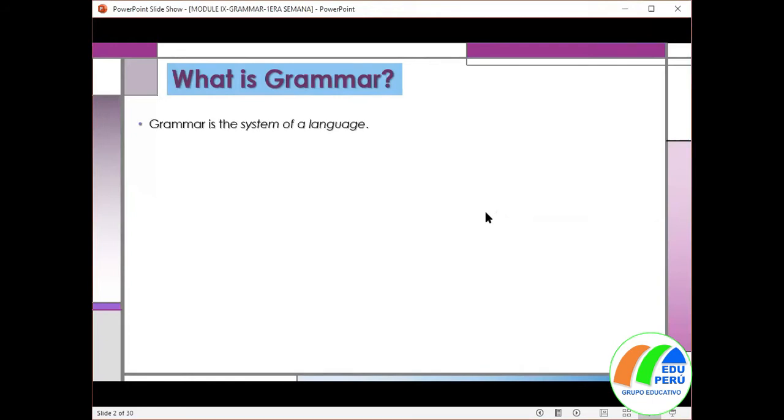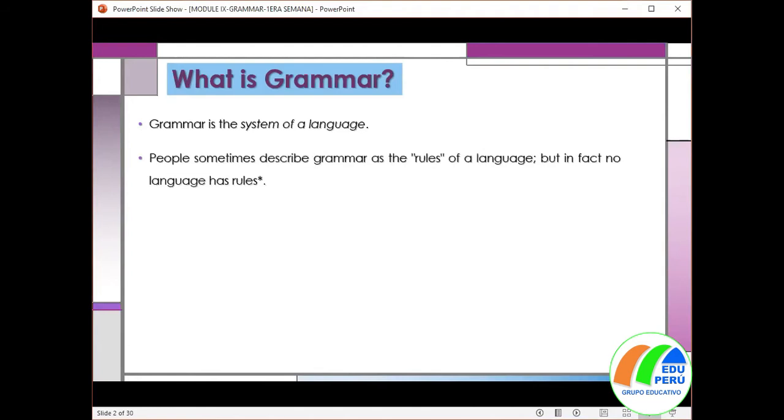And grammar, as you told me, is considered a system of a language. Here you have the different structures and patterns that you're going to use in a language. Aha, William, very good. William says syntax plus morphology. So people sometimes describe grammar as the rules of a language, but in fact, no language has rules.